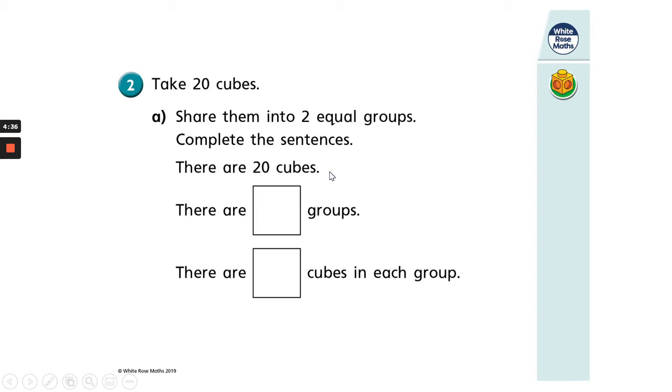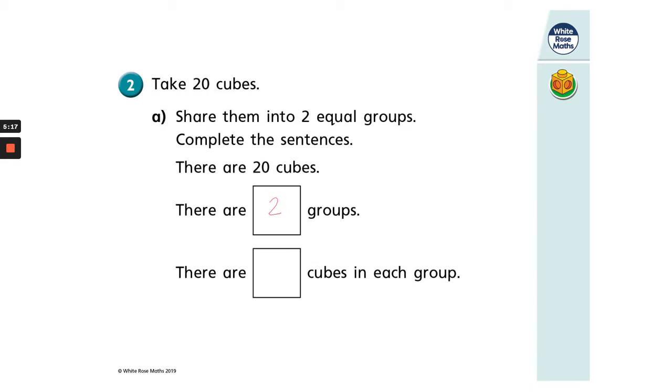We can't take them because we're not in school at the moment, but if you've got some cubes at home or 20 small items, or if you are in school, you can try this. You can pause the video and have a try at sharing your 20 cubes between 2 groups. So we have 20 cubes and we are going to share them into 2 equal groups. So there are 2 groups. How many groups did we just say we were going to share them into? We already know the answer to our first question. We are going to share them into 2 equal groups.